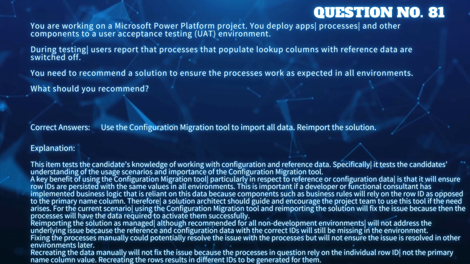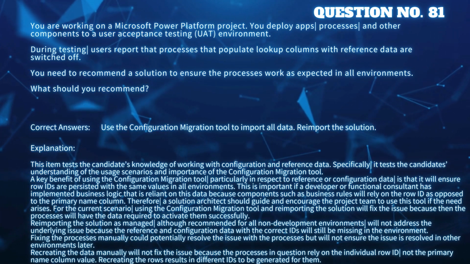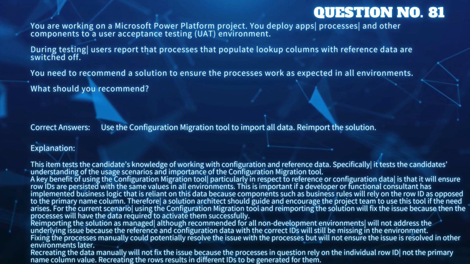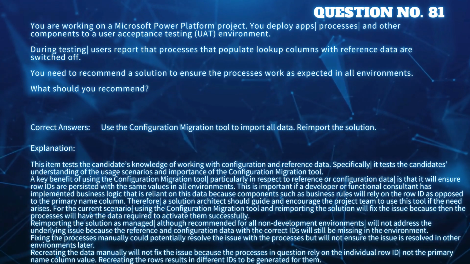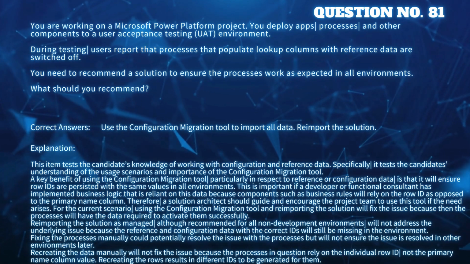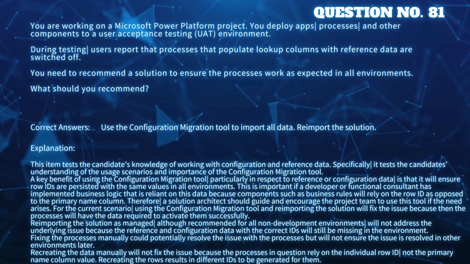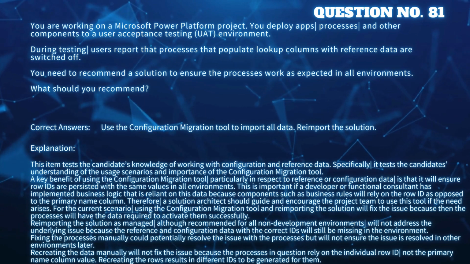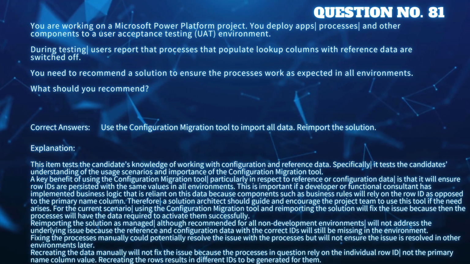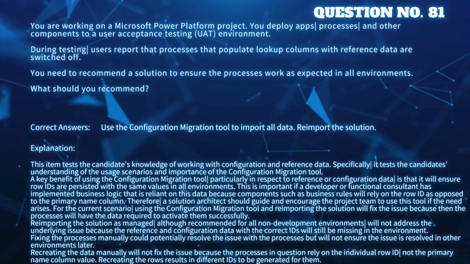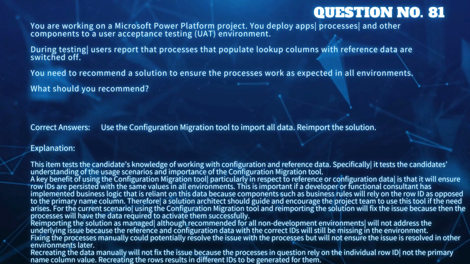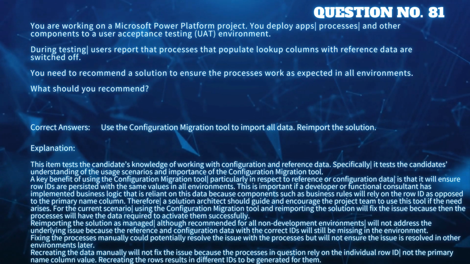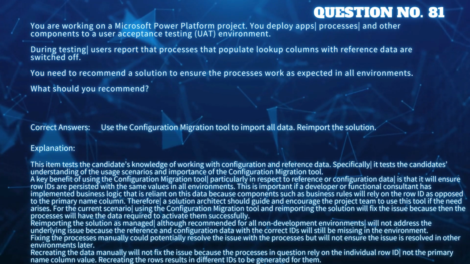This is important if a developer or functional consultant has implemented business logic that is reliant on this data, because components such as business rules will rely on the row ID as opposed to the primary name column. Therefore, a solution architect should guide and encourage the project team to use this tool if the need arises. For the current scenario, using the configuration migration tool and re-importing the solution will fix the issue, because then the processes will have the data required to activate them successfully.